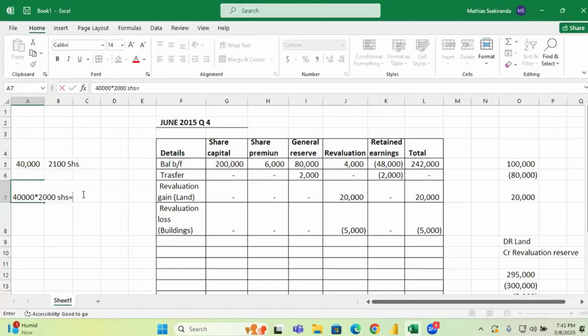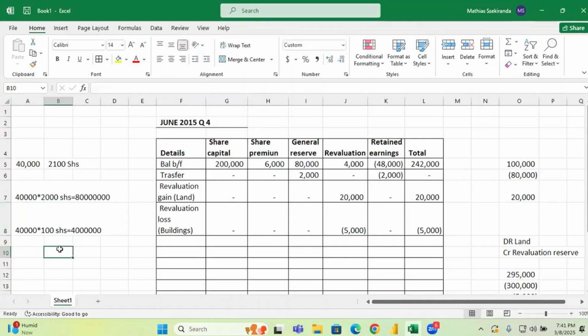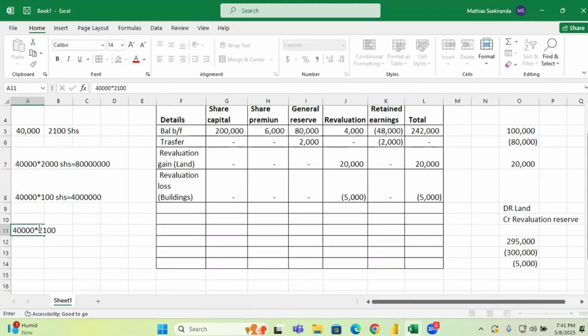40,000 times 2,000. We are getting 80 million. Then if I want to get the share premium, I get 40,000 shares times 100 shillings, and I'll get 4 million. Okay? So these are the computations for this transaction. Someone can combine it at once: 40,000 times 2,100, and you get 84 million at once.